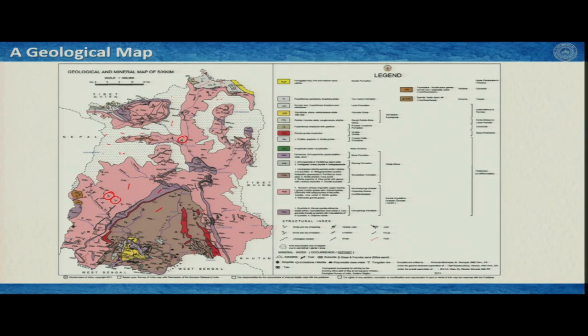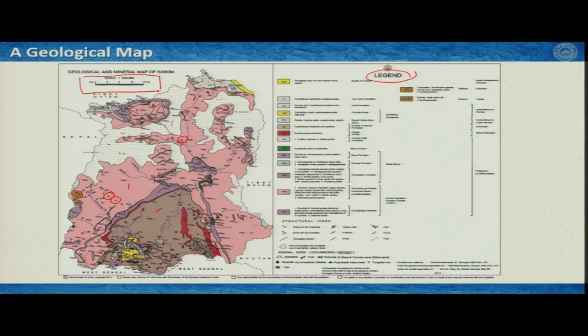And a geological map essentially comes with something called legend. So you have to explain what are the different colors or what the different symbols are. You have to explain what are the different features that you are using, the line drawings and so on. These are also very important. And finally, what is most important in any geological map is that you provide the scale.